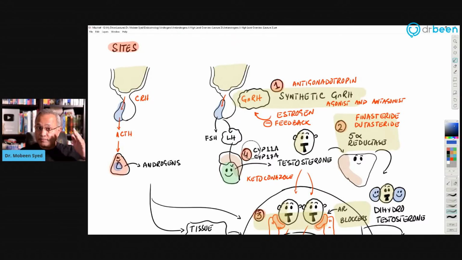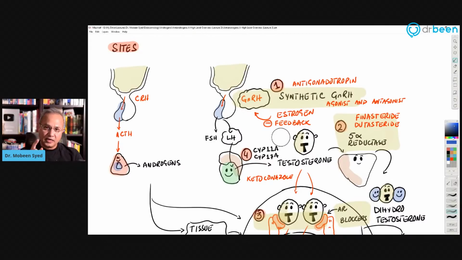And because it is 100 times more potent, it kind of kicks those cells and says, make more testosterone, make more FSH and LH. So those receptors, when they get stimulated on these cells in the anterior pituitary, the cells would respond and say, okay, we'll make more testosterone, FSH and LH. And so there will be a surge of FSH and LH.